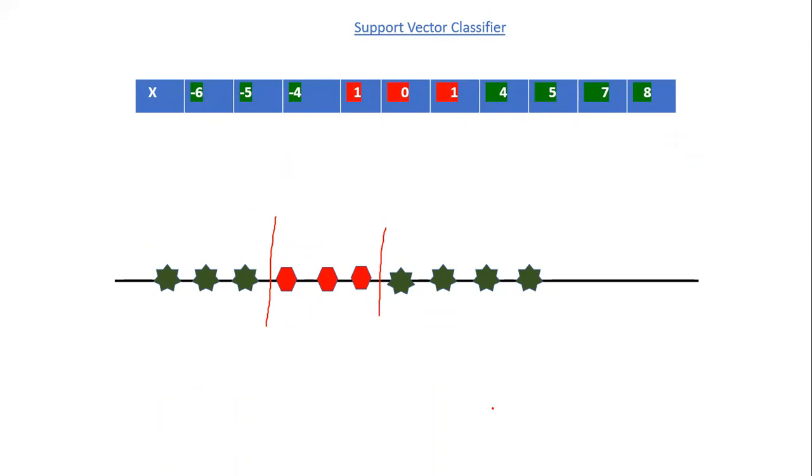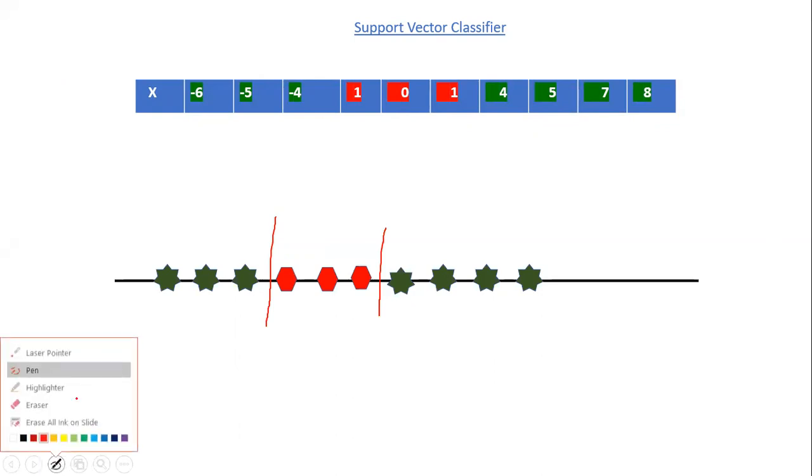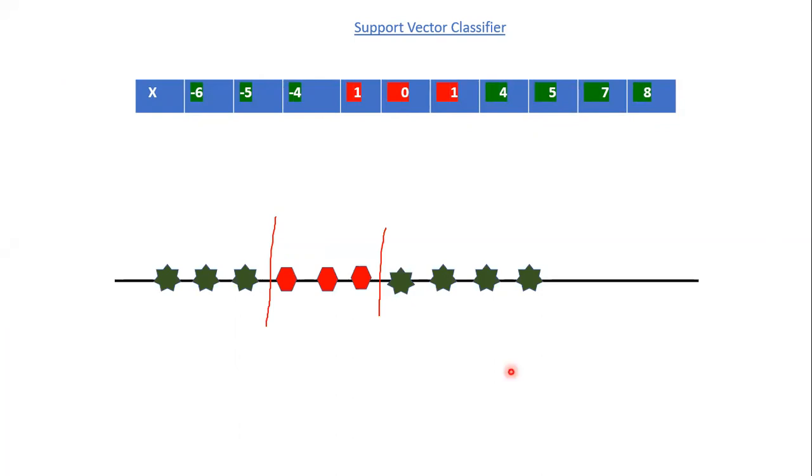We don't want the data to be in this form. We want it in such a form that all the green points come on one side and the red points are on the other side. But we have a data set wherein we are not able to linearly separate this data. So what will happen in such scenarios? In such a scenario, what we will do is take an extra dimension.